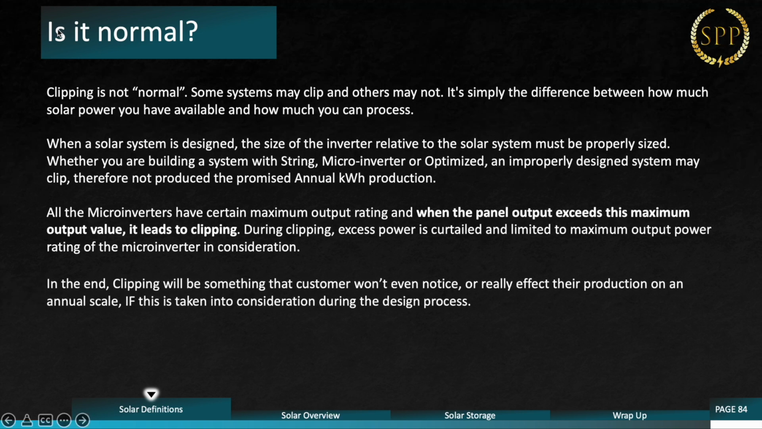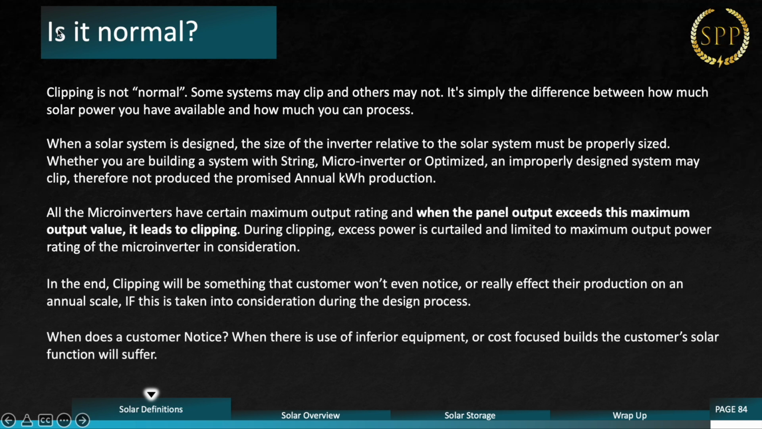So in the end, clipping will be something that the customer won't even notice or really even affect their production on an annual scale if this is taken into consideration during the design process. So when does a customer notice? If there's use of inferior equipment or it's a cost-focused build, the customer's solar function will suffer. It's making sure that the right equipment is being used, the right size systems are being used, and everything is being taken into consideration prior to installation.